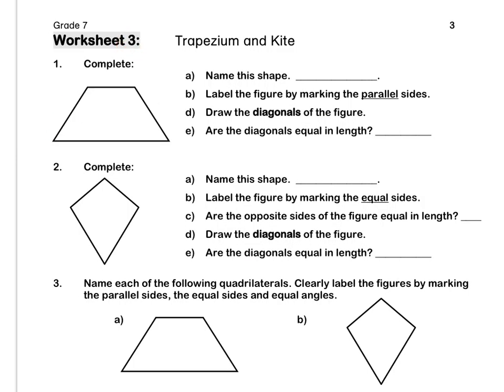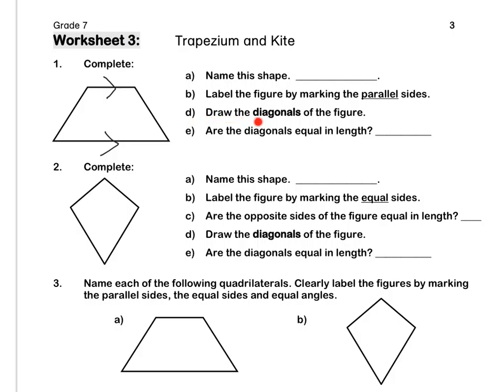Worksheet 3, question 1. Let's complete this together. Name this shape. It is a trapezium. Label the figure by marking the parallel sides. That side is parallel to that side. That side and that side are not parallel. They are not the same distance apart.